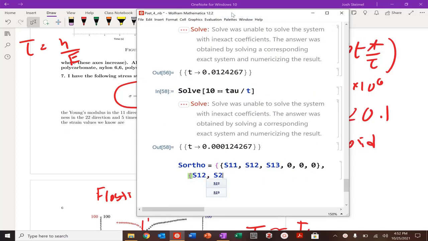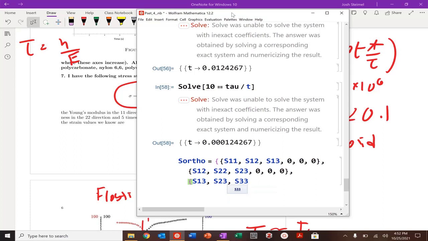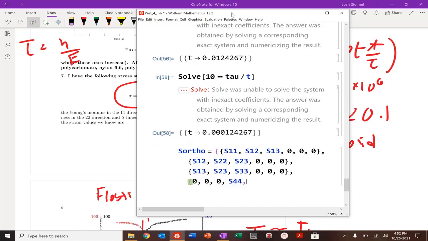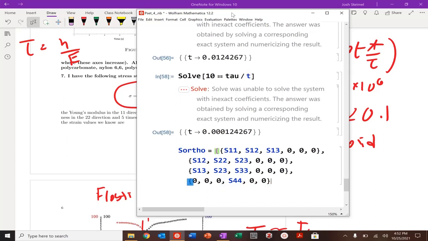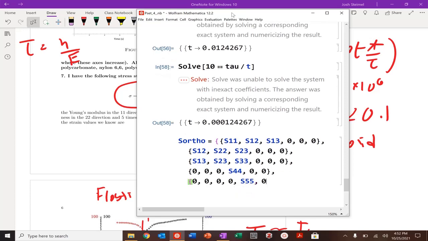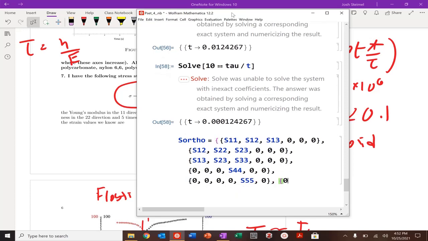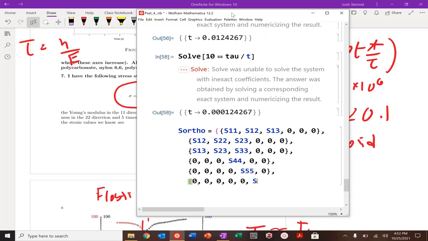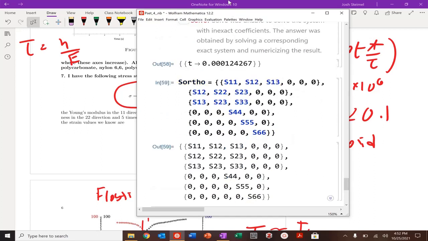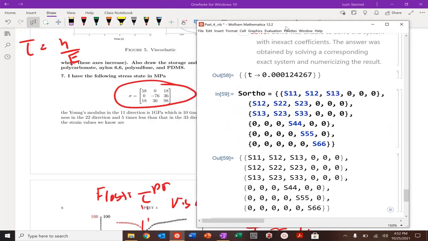S12, S22, S23, 1, 2, 3. And then I got S13, S23, and then S33. And then that's going to be equal to 1, 2, 3. And let's go ahead and continue. I've got 1, 2, 3, and then S44. 1, 2, 3, 4, S55. And then I've got 1, 2, 3, 4, 5, S66. So that's my S ortho in the original coordinate system.